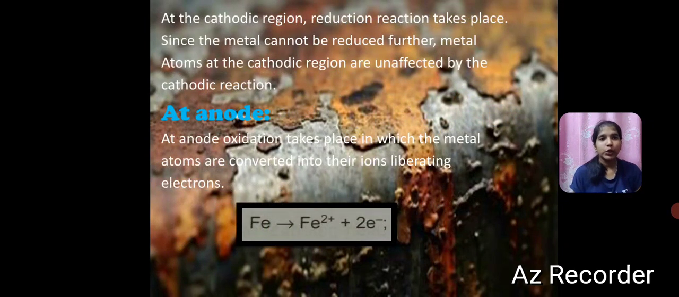At the cathodic region, reduction reaction takes place. Since the metal cannot be reduced further, metal atoms at the cathodic region are unaffected by the cathodic reactions. Now let's see what happens at anode and cathode and their reactions. At anode, oxidation takes place, in which the metal atoms are converted into their ions, liberating electrons. As you can see in the equation, an iron atom is converted into an Fe2+ ion, liberating 2 electrons.